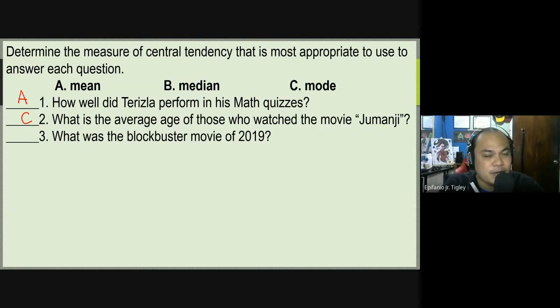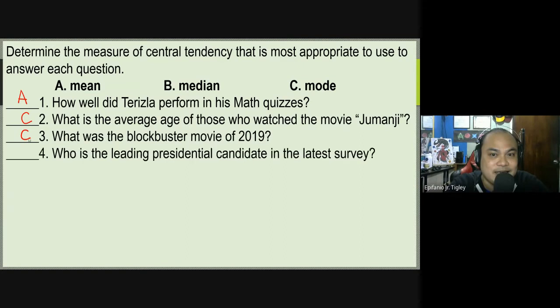Again, what is the blockbuster movie of 2019? Mode. Mode. Yes, why mode? Go on, why mode? When you say blockbuster movie, daghan og movie goers, diba? Which movie man ang daghan ni tanaw ana nga movie? Mao man ay pasabot sa question nato. So I will be using the mode for that. Okay? Now let's go to number 4.